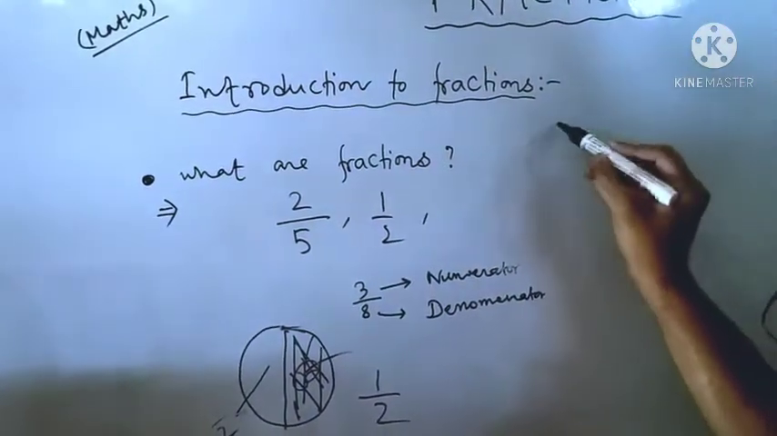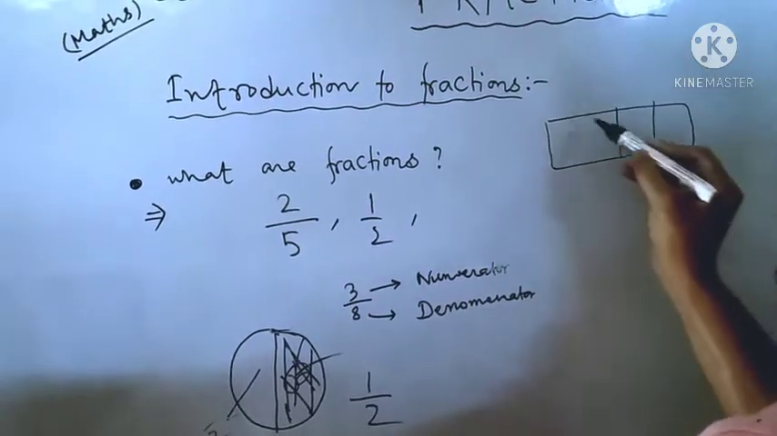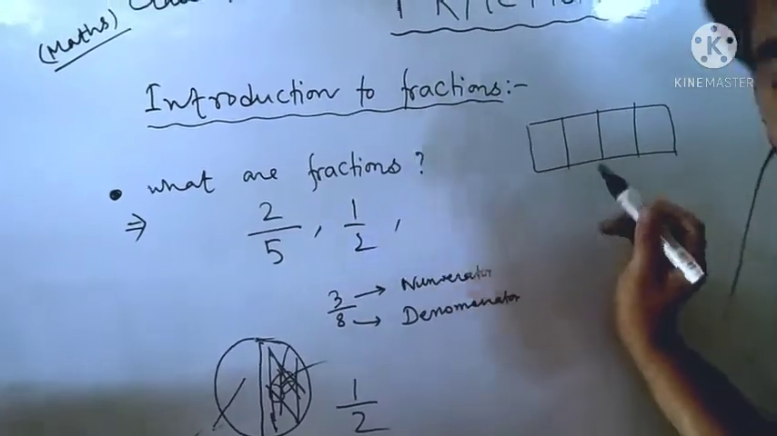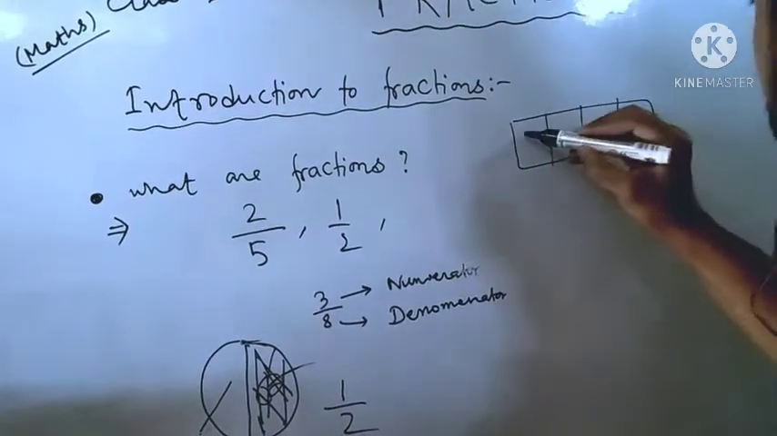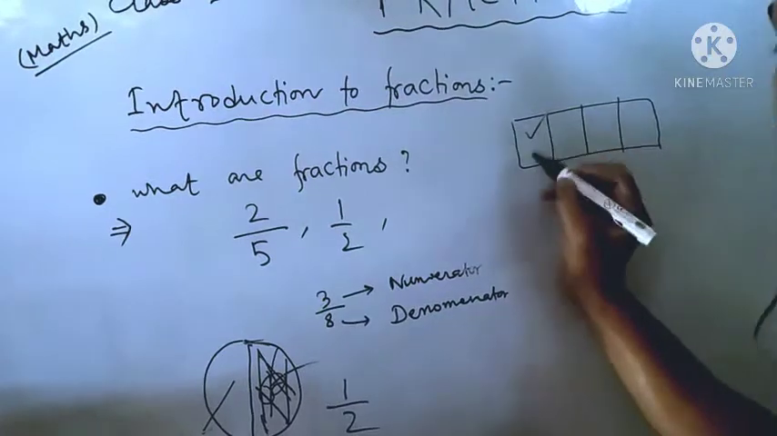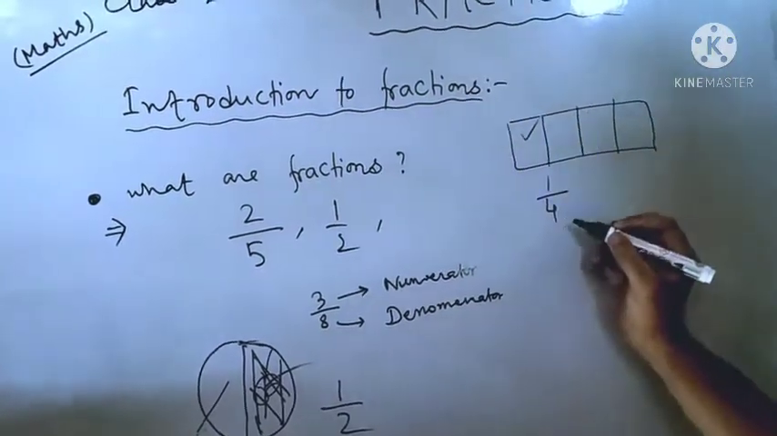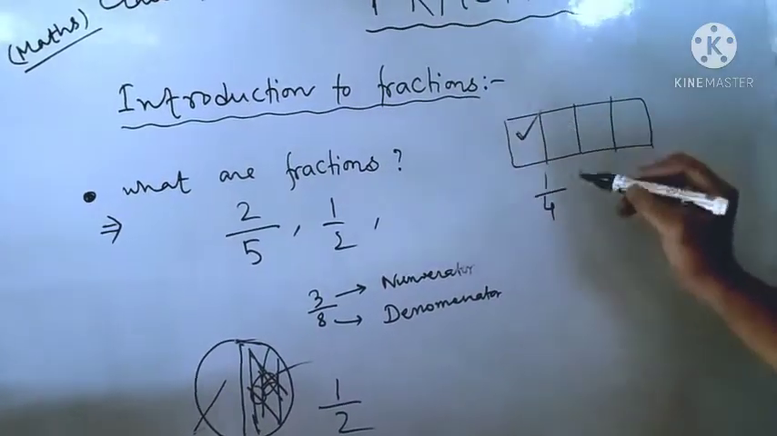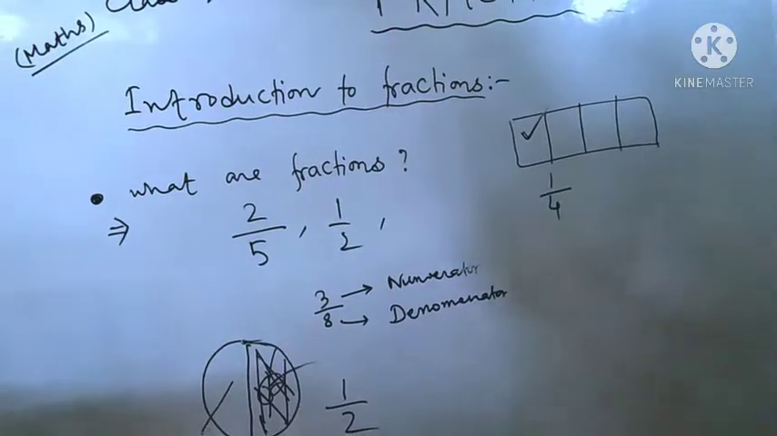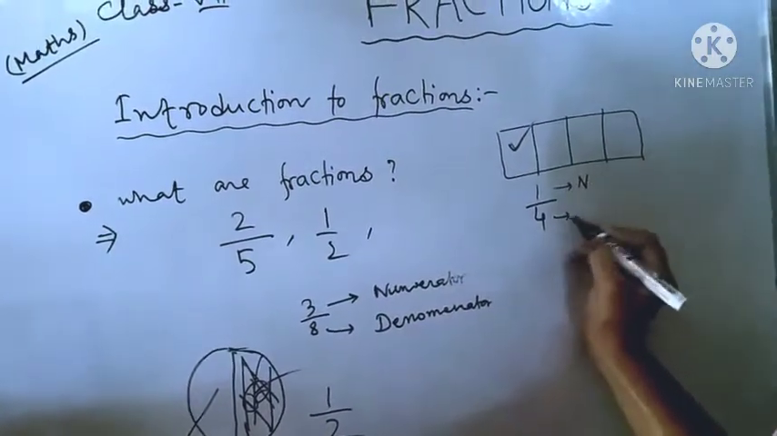Now we see some other pictures. This picture has 4 parts, 1, 2, 3, 4. And if we take 1 part, then the value of this 1 part will be 1 by the total number of parts. The number of total parts is 4, so 4 will be the denominator. And how many parts do we take? 1 part. So 1 will be the numerator and 4 will be the denominator.